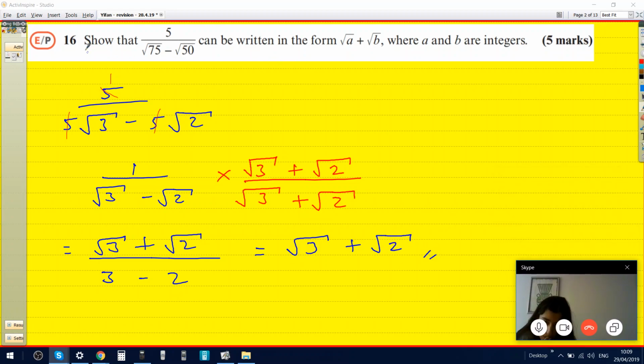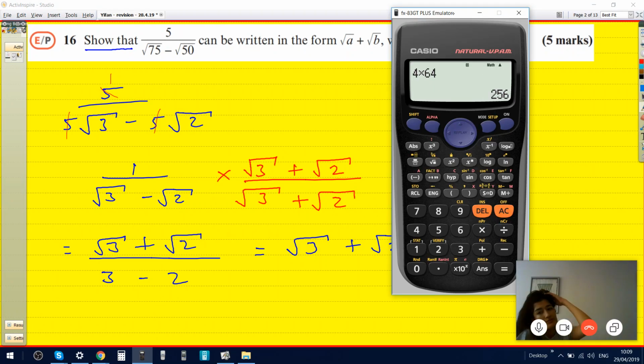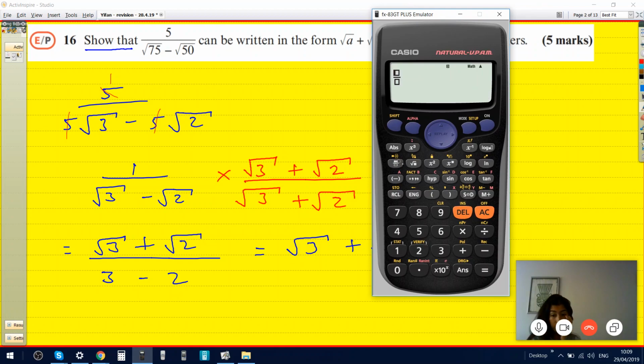So where was it? Important bit, show that. So you have to show it if you get stuck. Put the original question into your calculator. It'll give you the answer, and that's what you're aiming for, so maybe that can help you.